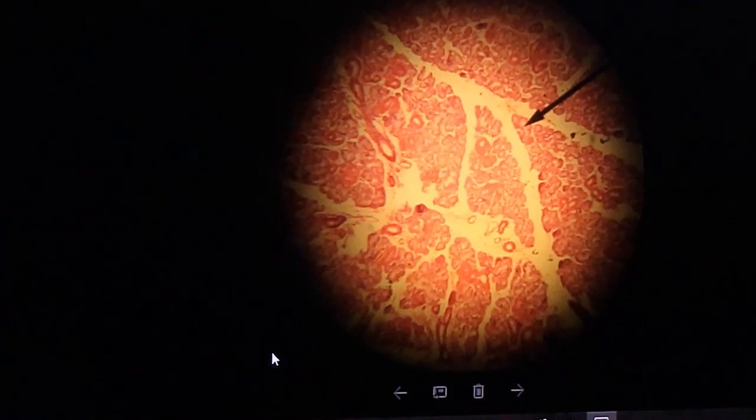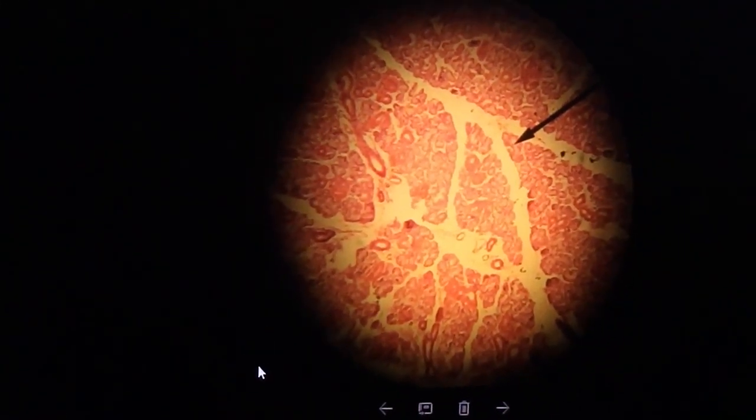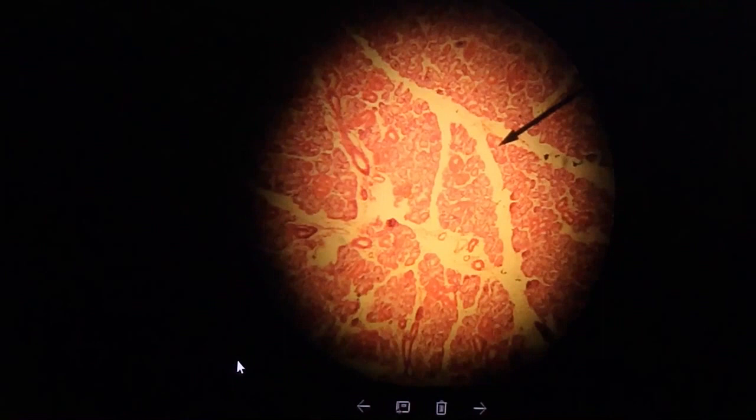It's a mixed gland. And look here, from this distance, it appears that the pale ones are predominant. So this is sublingual.